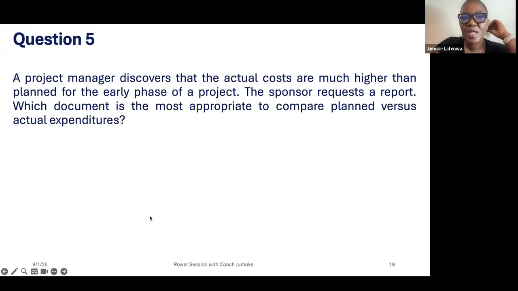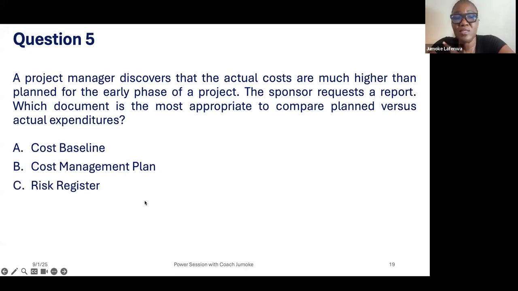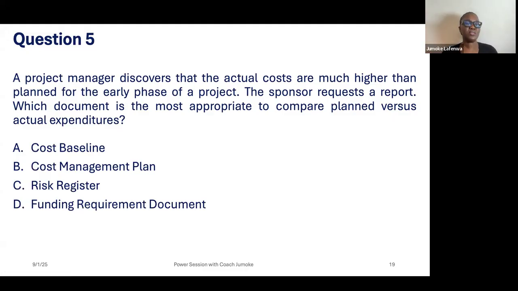Question 5. A project manager discovers that the actual costs are much higher than planned for the early phase of a project. The sponsor requests a report. Which document is the most appropriate to compare planned versus actual expenditures? A, cost baseline. B, cost management plan. C, risk register. And D, funding requirements documents. What would the answer be?